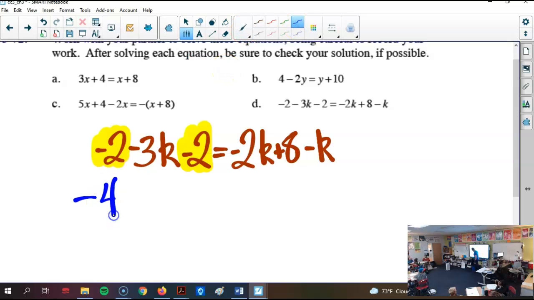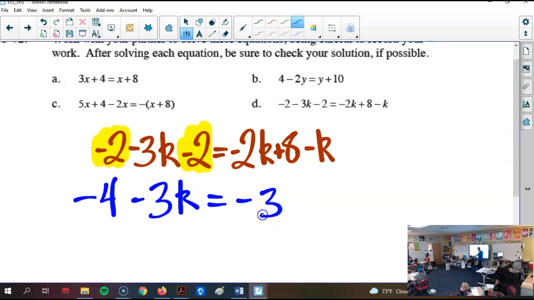So negative 4 minus 3k equals, I know I changed colors, but that brown one's not easy to click up here. Negative 3k plus 8. So how would I get rid of a negative 3k on both sides? Add 3k.